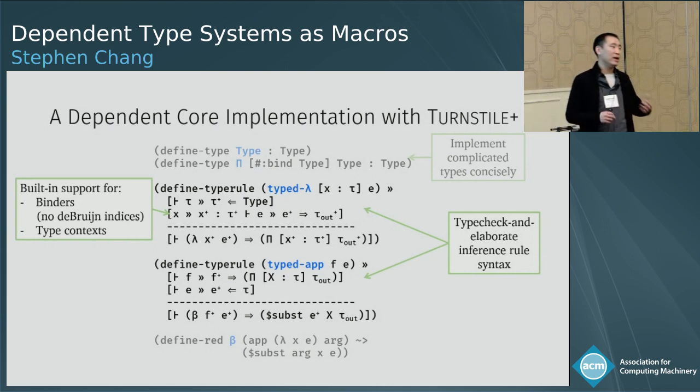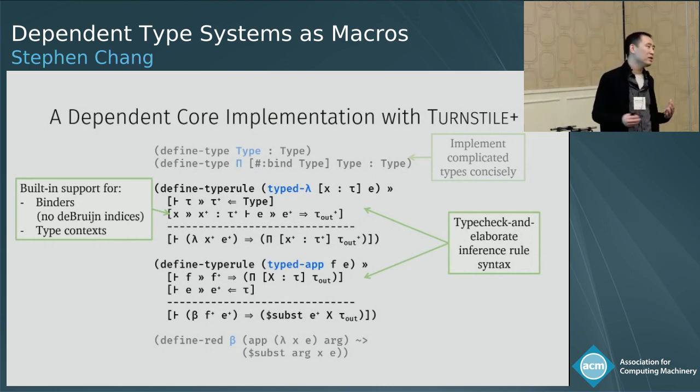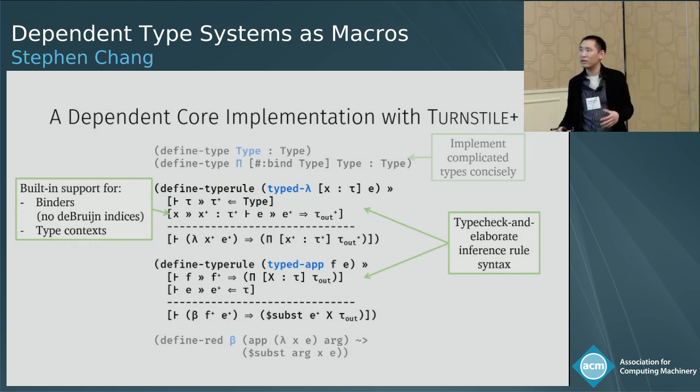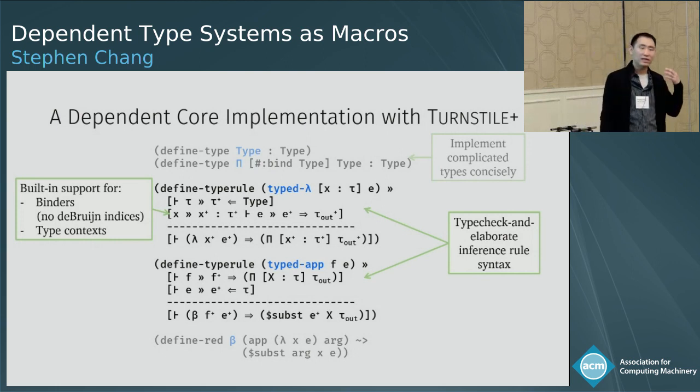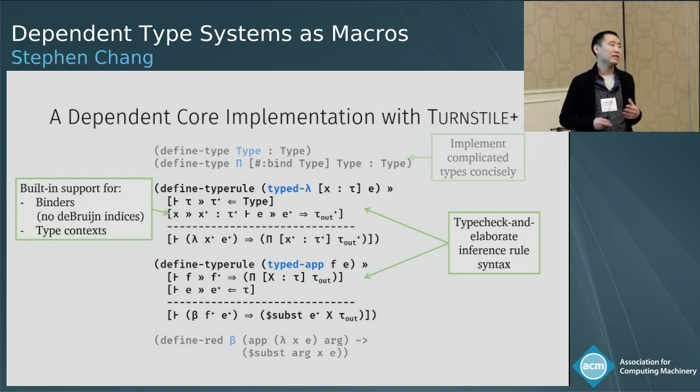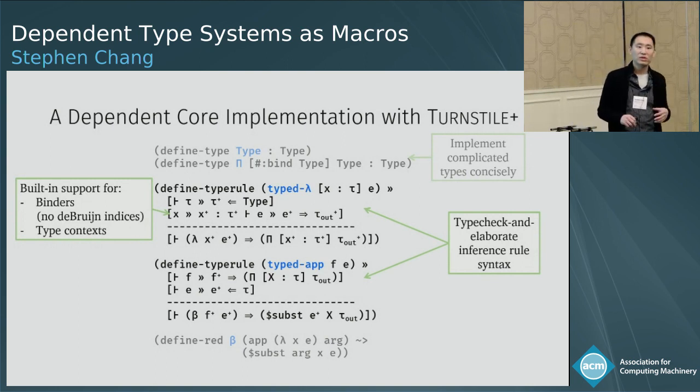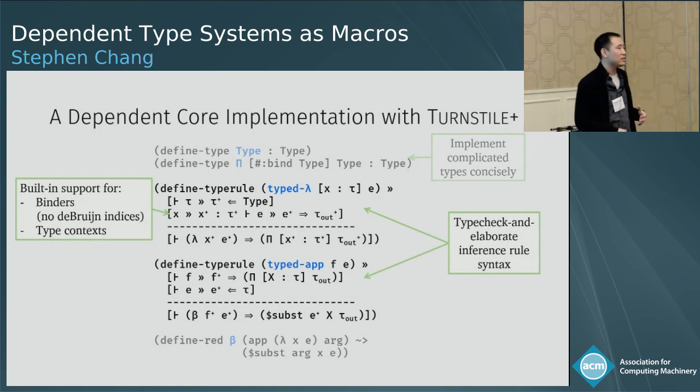These rules are binding aware, so it's not too much extra work to implement a binding form like lambda. And the best part is that the binding support is at the level of the surface syntax. So you don't have to switch to some alternate representation of binders like de Bruijn indices.